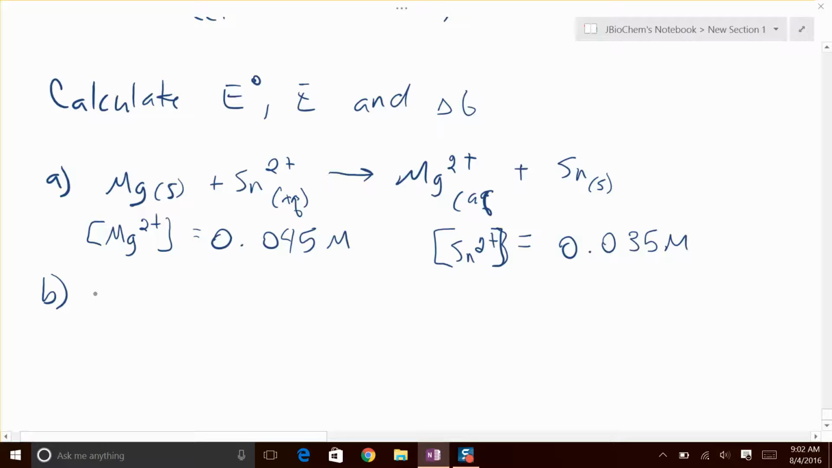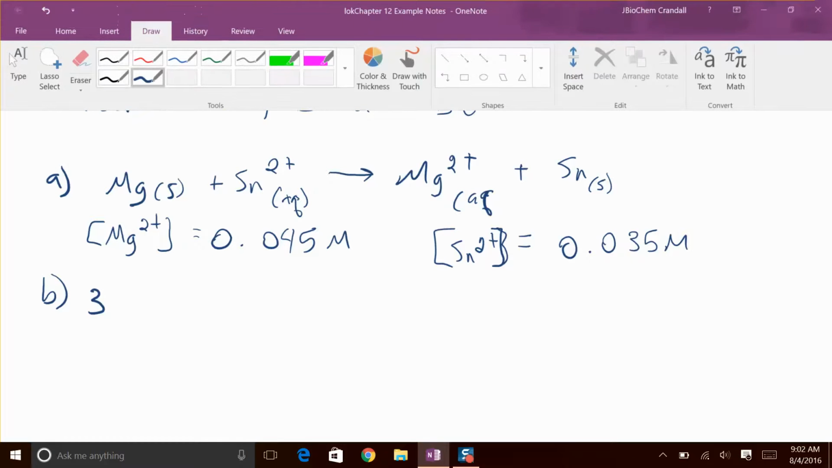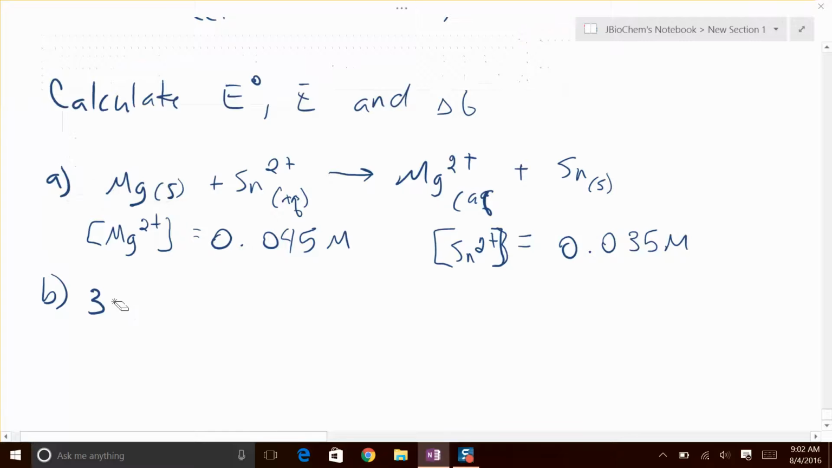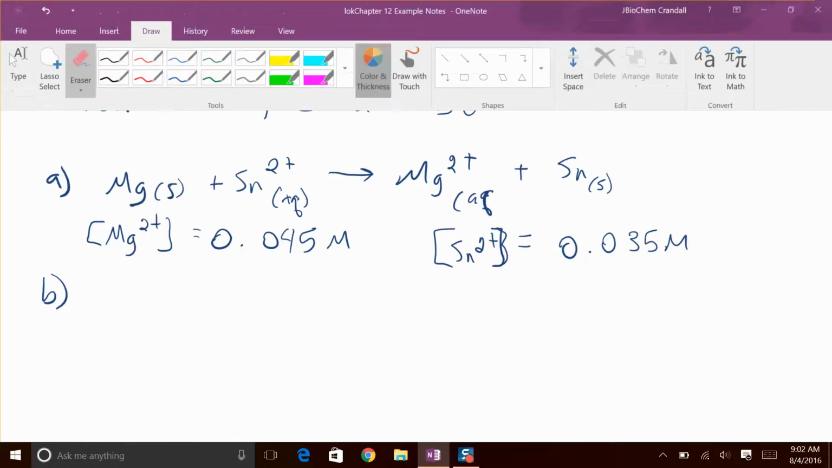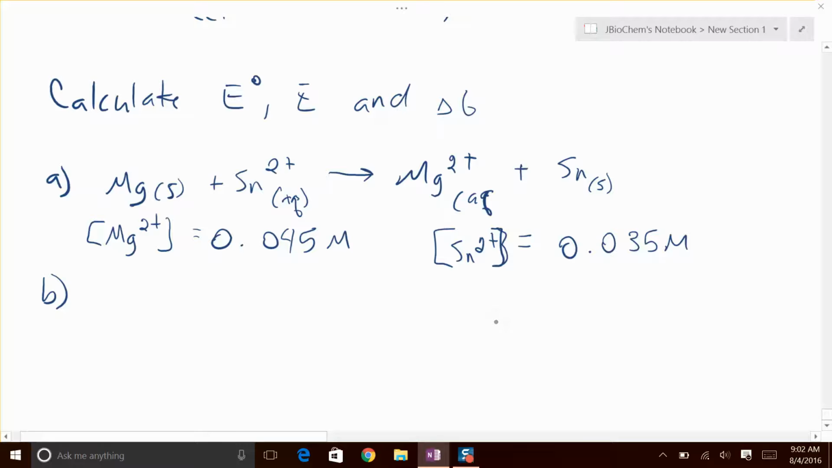Okay, and then in B, we have a chromium 2C.